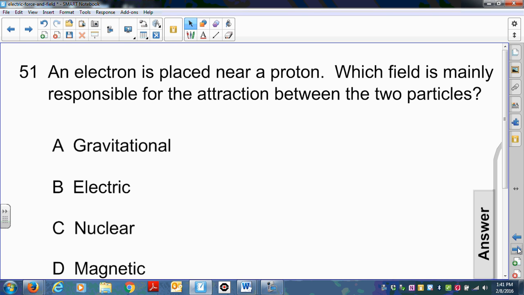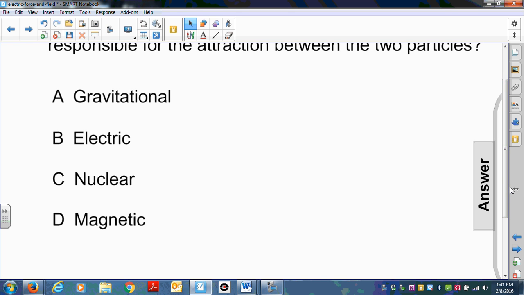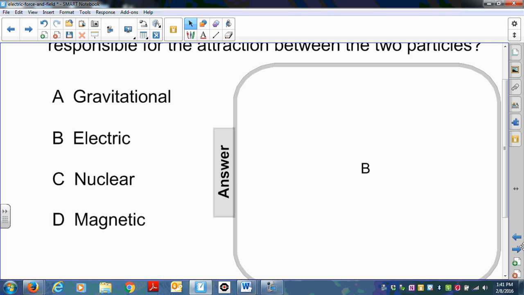An electron is placed near a proton. Which field is mainly responsible for the attraction between the two particles? Is it A, gravitational, B, electric, C, nuclear, D, magnetic? Go ahead and pause the video if you need to. Okay, hopefully you chose B as the answer, the electric field.